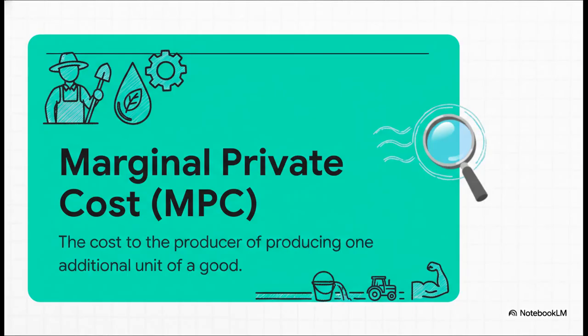First up, we have the MPC, or Marginal Private Cost curve. This is basically the supply curve. It represents all the direct costs a producer faces, things like materials, wages, and so on. In our case study, this would be the farmer's cost for water, equipment, and labor.